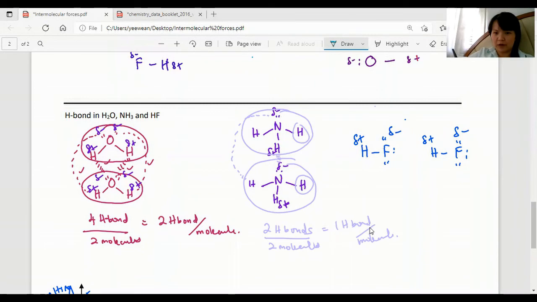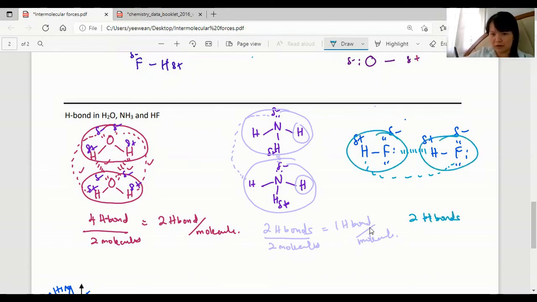Let's calculate for HF. So here, form a hydrogen bond. And let's say here, form another hydrogen bond. There's plenty of lone pairs still, but hydrogen is limited here. So I ran out of hydrogen. There's only 2 hydrogen bonds for 2 molecules. So I only have 1 H bond per molecule, which would be the same as ammonia.